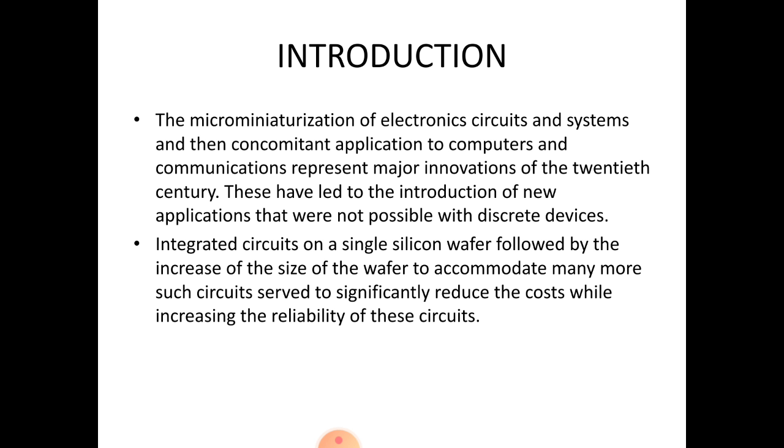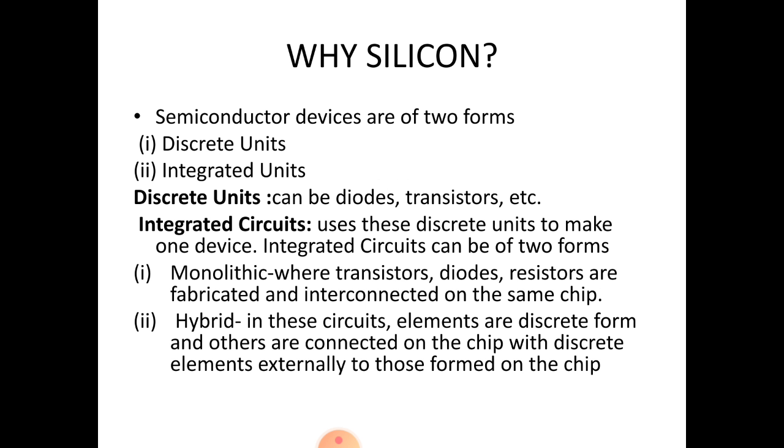Whereas in a semiconductor, there is a moderate energy gap between the conduction band and valence band. These are the energy band operations of conductor, insulator and semiconductor. The next is that semiconductor devices are of two forms. One is discrete units, the next one is integrated units. Discrete units can be diode, transistor, etc. The next is integrated circuits, which use these discrete units to make one device.